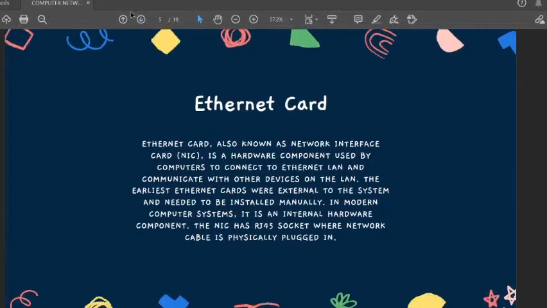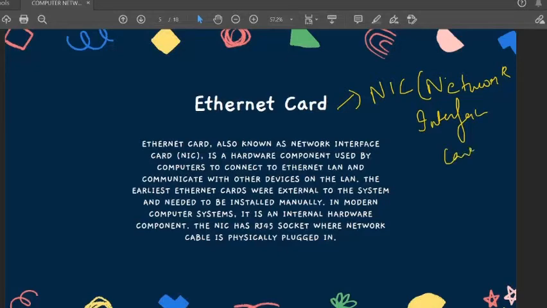Okay, Ethernet card, that's a very important device, and that is also seen in your PC. In any PC, you can see that there is a card, or a port where you actually attach the Ethernet cable. Ethernet card is also known as NIC. What is that? It is network interface card. That also contains your MAC address.